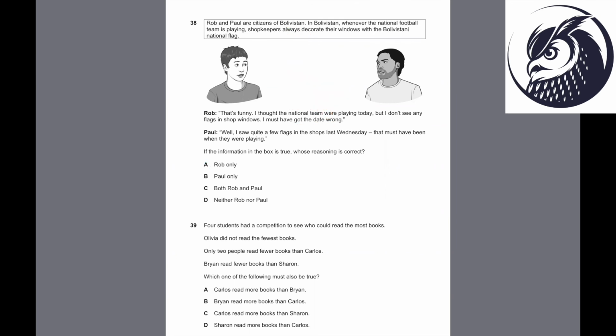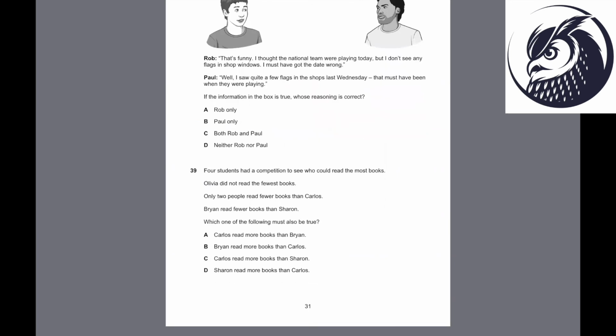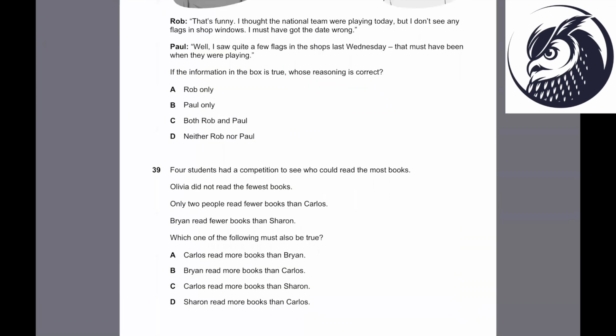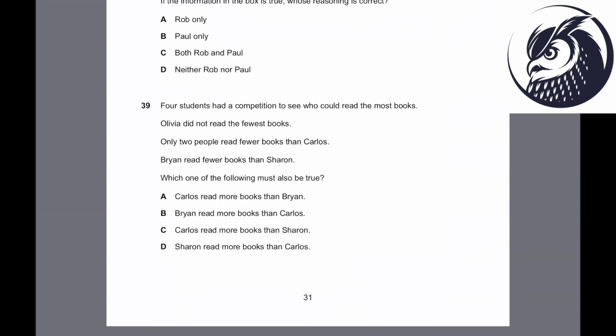Let's now move on to question 39. For question 39, we're given 4 students had a competition to see who could read the most books. And then again, we're given a bunch of conditions. So the first thing I'm going to do is draw a little diagram. I'm going to write here most books, and I'm going to write here least books.